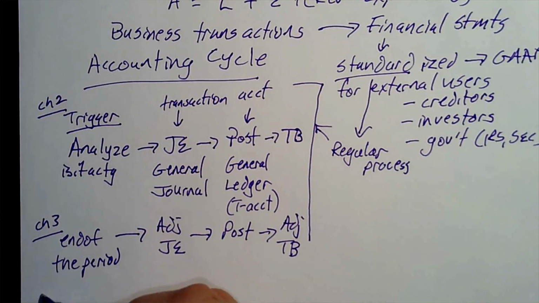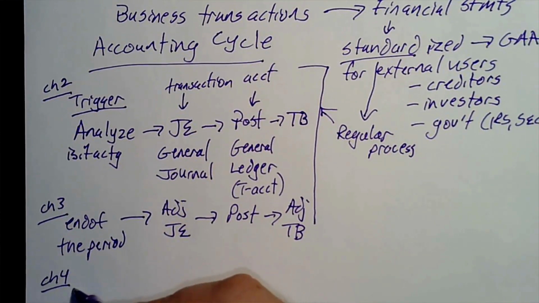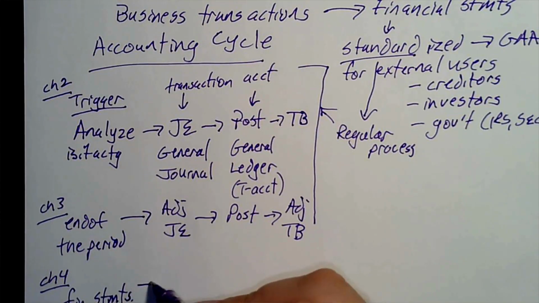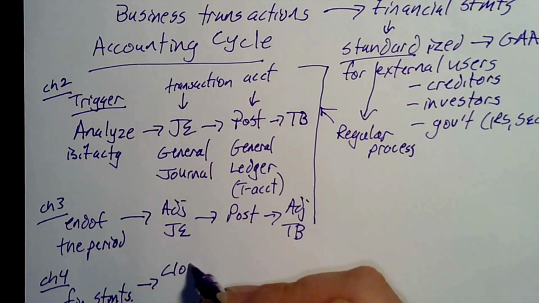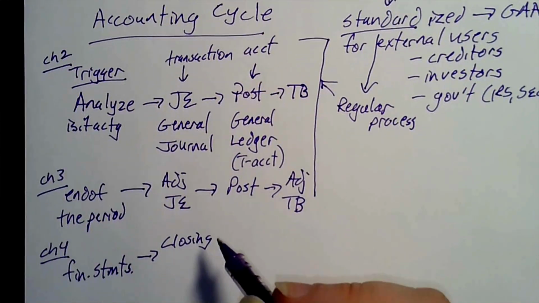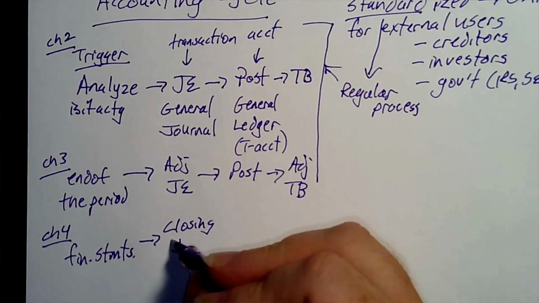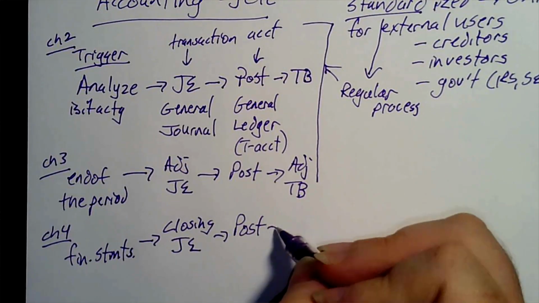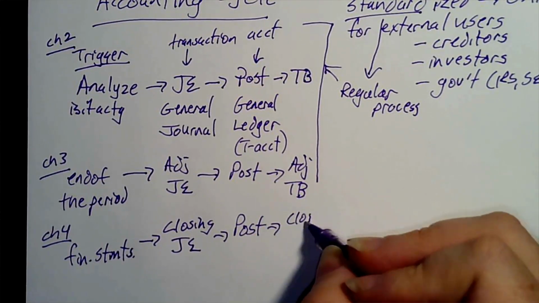And we finish up in chapter 4, the next chapter. What is the trigger? We've actually created the financial statements, the income statement, the balance sheet, etc. And now we need to close the books. You've probably heard that phrase before. We'll talk about it when we get to chapter 4, but just realize if I'm going to sketch in the whole accounting cycle, it's going to be closing journal entries. We're going to post them again, and we're going to have a closing trial balance.